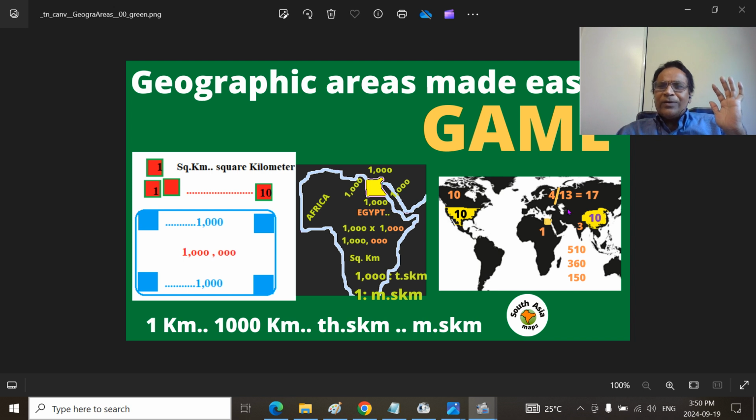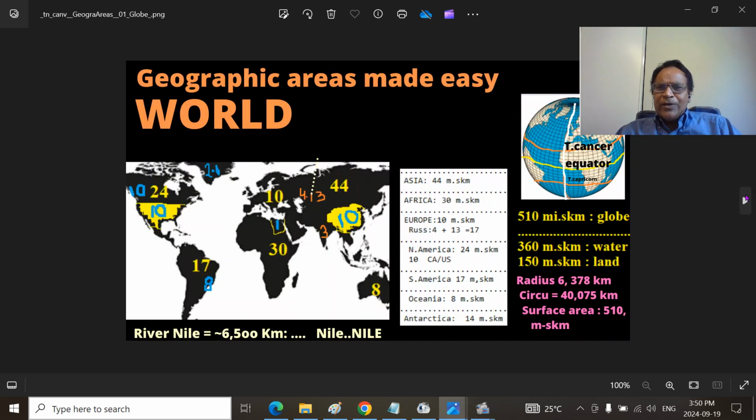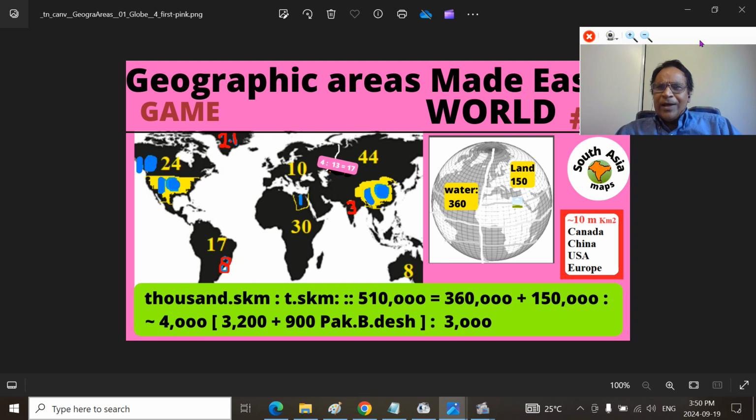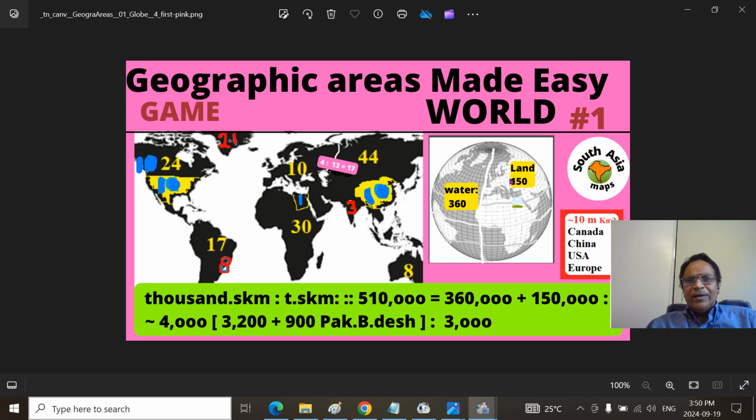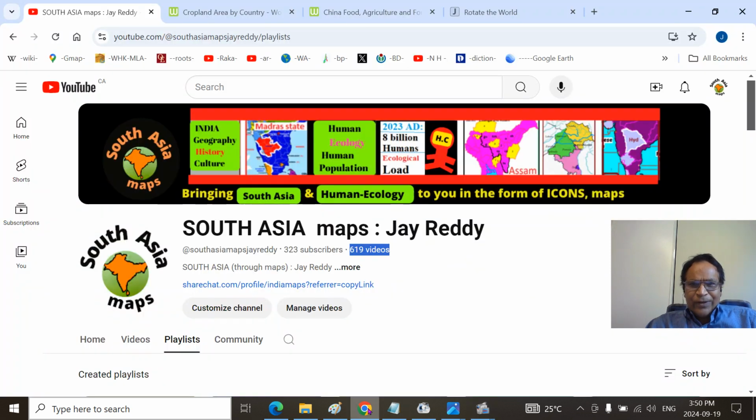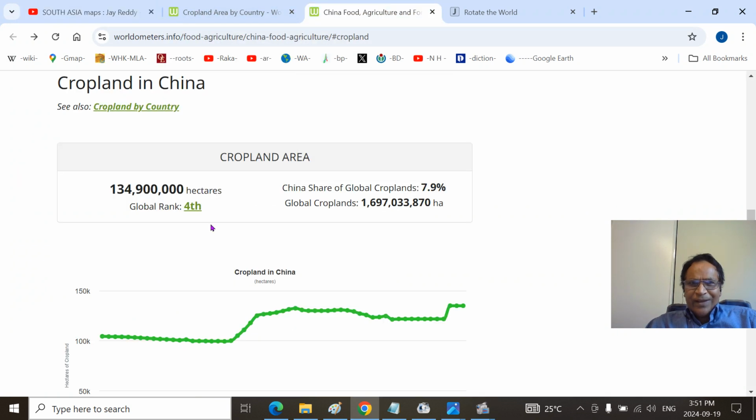So, you get it? The land area is 150, water body 360, and surface area 510. If you remember that easily, you can get the entire concept. This picture you have to keep in mind. That is 10, 10, 10. South America is 17, same as the Soviet Union. China is 10. So where did we get it? We got this picture, 134.